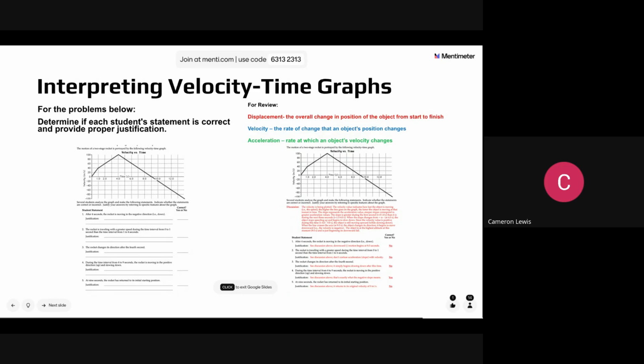Look on the question, number 4. They said during the time interval from 4 to 9 seconds, the rocket is moving in the positive direction, up and slowing down. She was saying that, I was thinking about the other graph. Maybe that's what it is. So that's why you got to look at it and see which graph we're talking about.